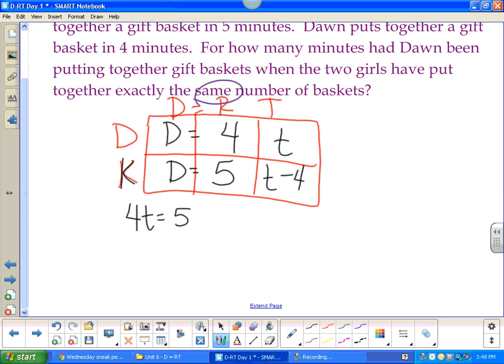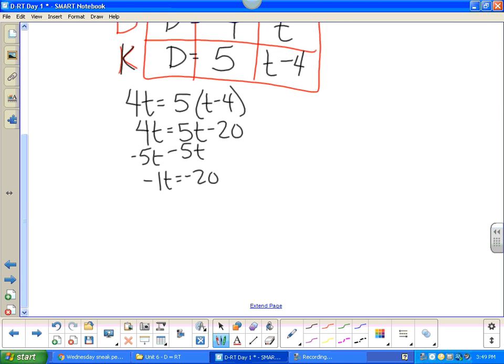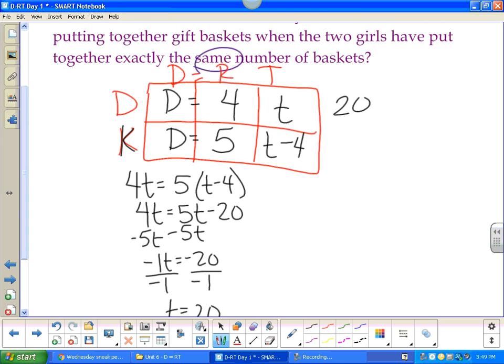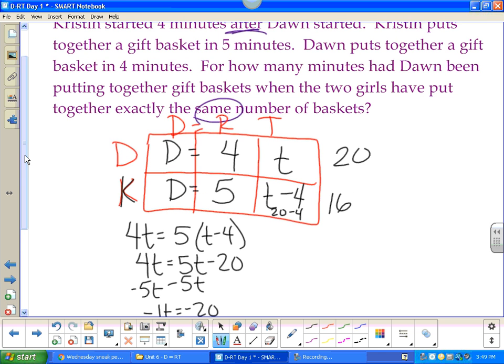So 4T equals 5T minus 4. 5T minus 20. Subtract 5T. Negative 1T equals negative 20. Divide by negative 1. T equals 20. So this would be 20. And then 20 minus 4 would be 16. And let's go back and read the question. For how many minutes had Dawn? So I want this one. So I want the 20.